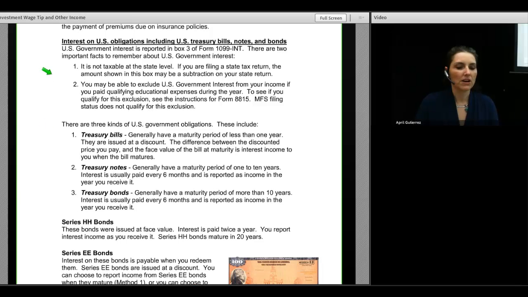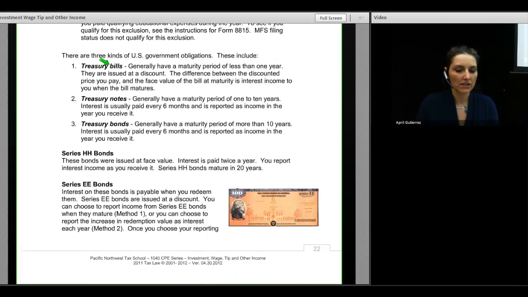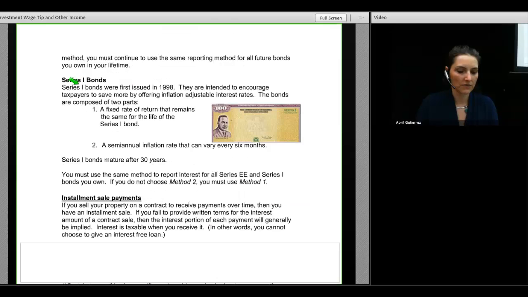The next thing we're going to talk about is interest on U.S. government obligations. It surprises me how few tax preparers ever even pay attention to what kind of interest is being reported on a 1099-INT. I'm actually going to pull up a 1099-INT for you real quick here.